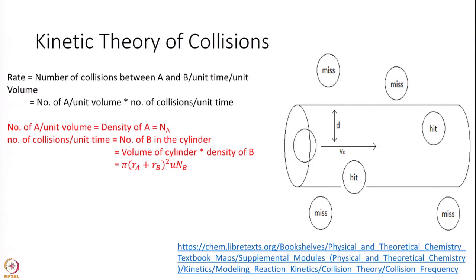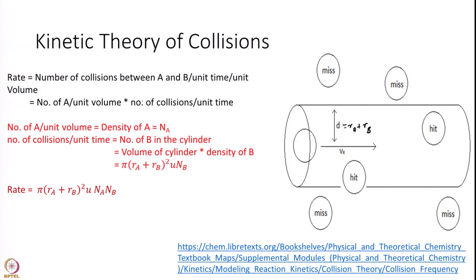And the collision region, last module we went into great detail and showed that it is simply the volume of this cylinder that is here, where this distance d is nothing but Ra plus Rb. So, we calculate the volume of this cylinder and multiply by the density of B, that is what we derived in the last module. So, we put this number of collisions per unit time and the density in this equation above to calculate the overall rate. And that is where we ended in the last module.